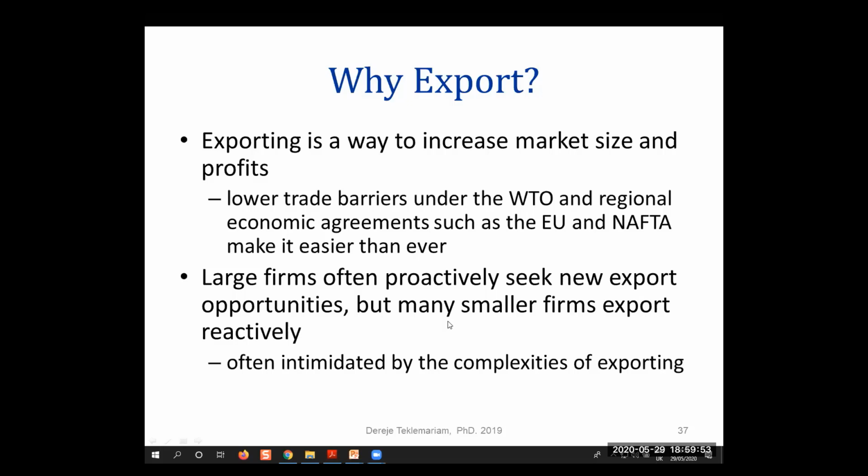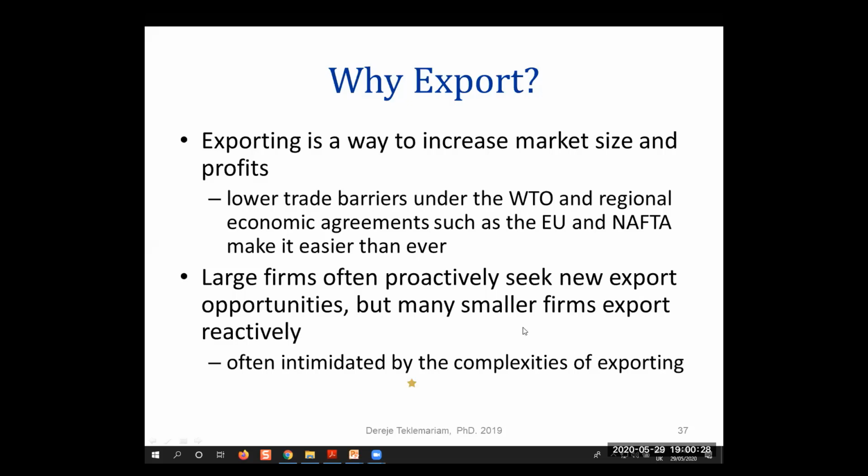Normally, larger firms spend much on the exploration of advantage. They spend a significant amount of their budget on international export or market assessment, whereas smaller firms, given their capacity, simply respond when some advantage comes. So this is a reality. However, larger or smaller businesses are both highly intimidated by the complexities of exporting.